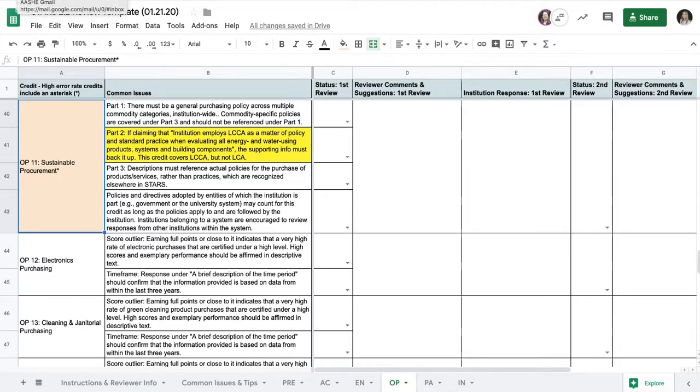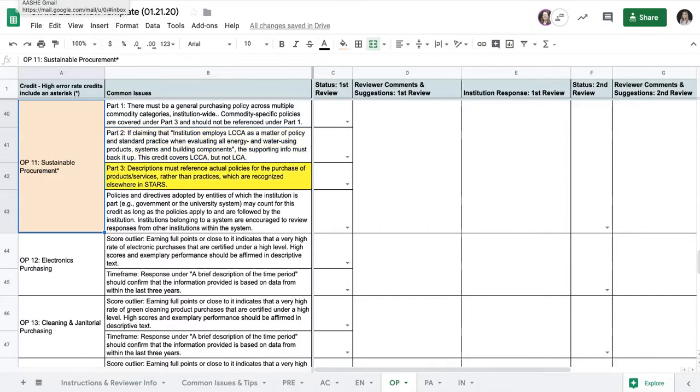The most common issue we see in Part 2 is claiming that the institution employs life cycle cost analysis as a matter of policy and standard practice when evaluating all energy and water-using products, systems, and building components, without providing information that backs up this claim. Sometimes this means that the institution's response must be changed to the second option, that life cycle cost analysis is employed less comprehensively for certain types of systems or projects and not others, which earns partial points.